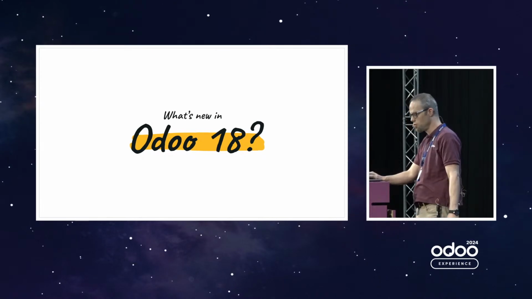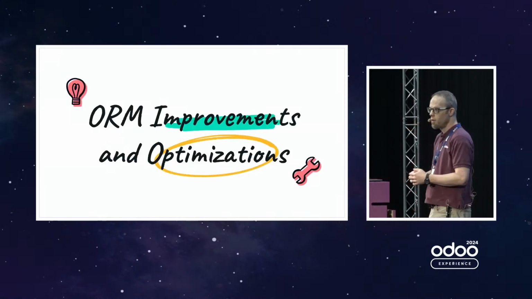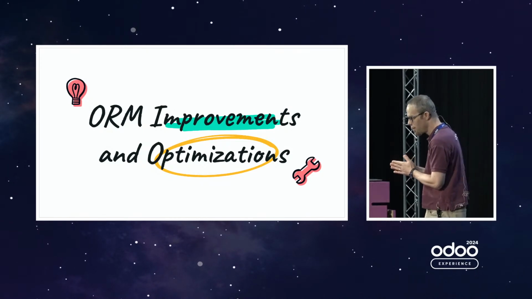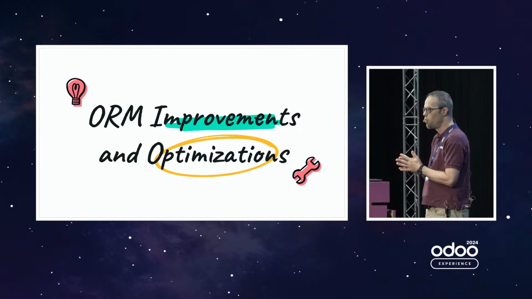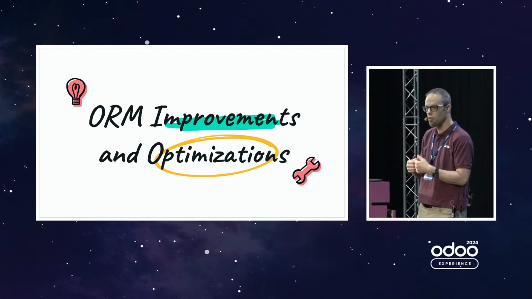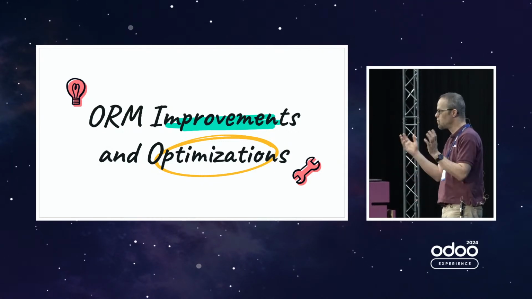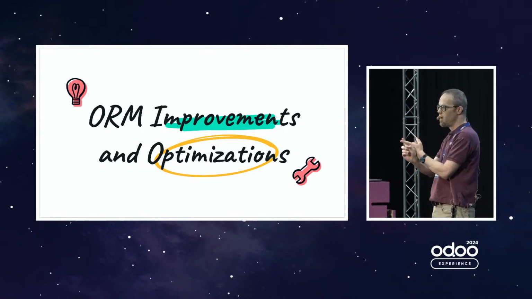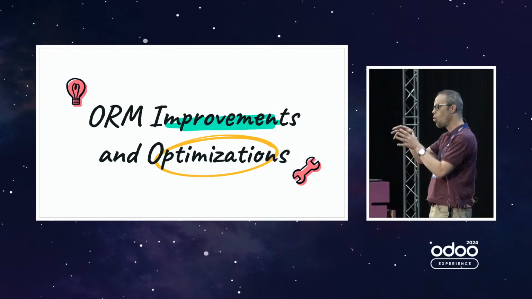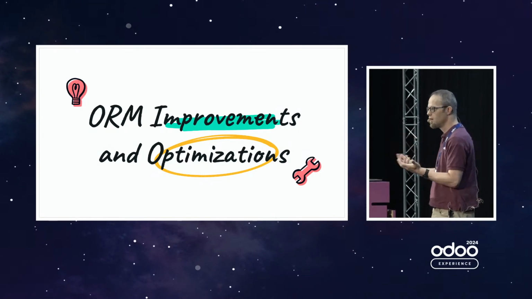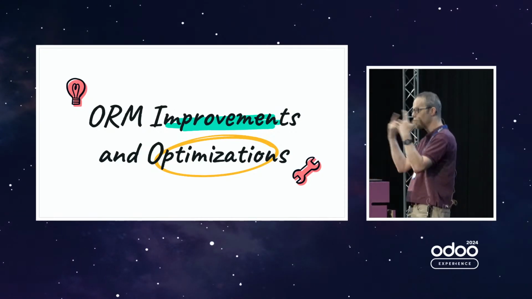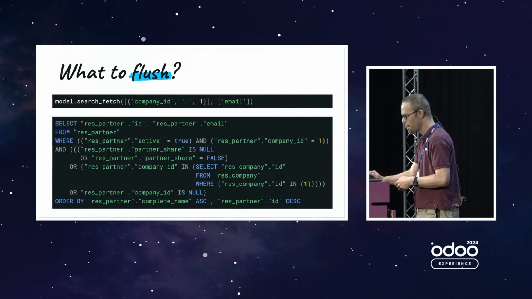So what's new? We made a bunch of improvements and optimizations in the ORM itself. By improvements, I mean some of those improvements are kind of new features for developers, and some of those improvements are mostly internal. It's either optimization or some code refactoring that makes the ORM code better to maintain for us. But I'm going to present what directly impacts developers, of course.